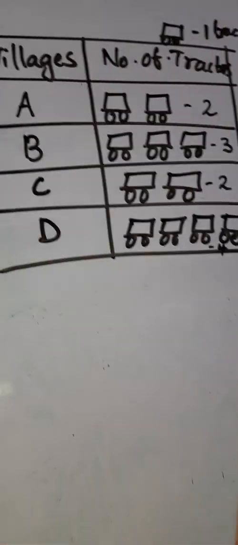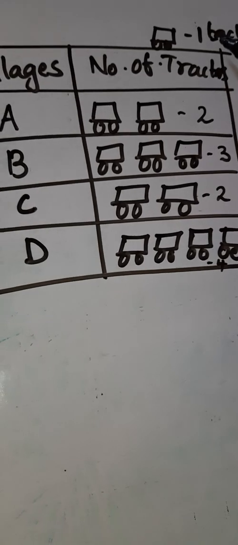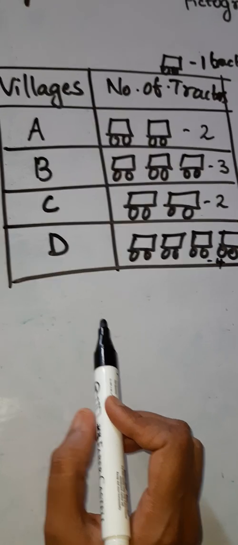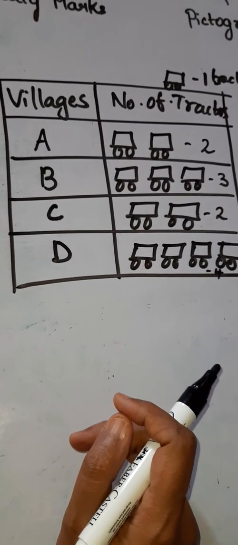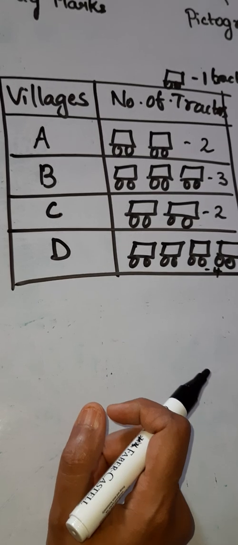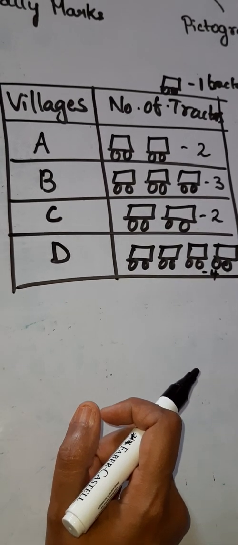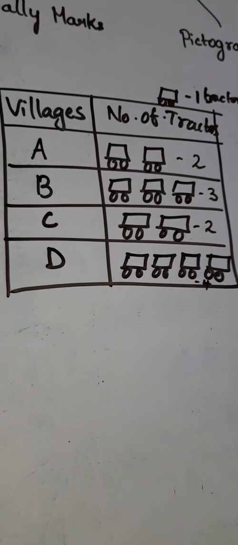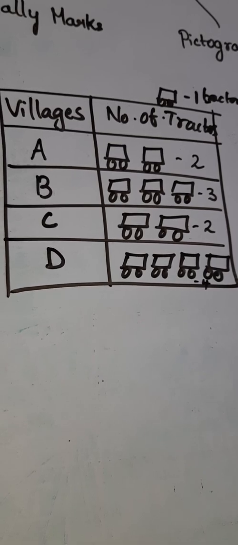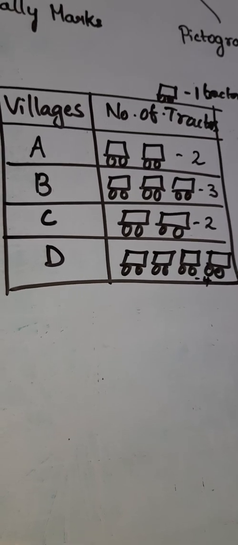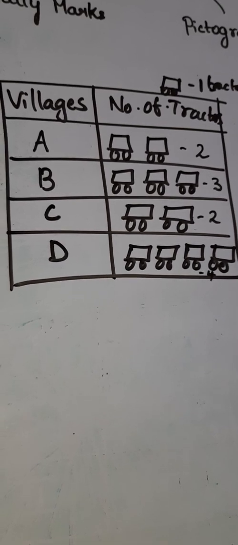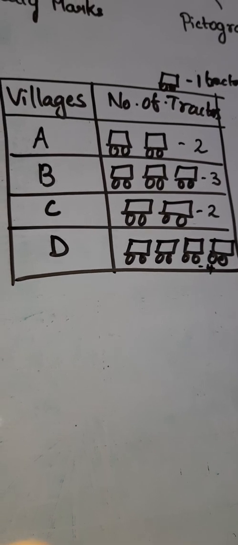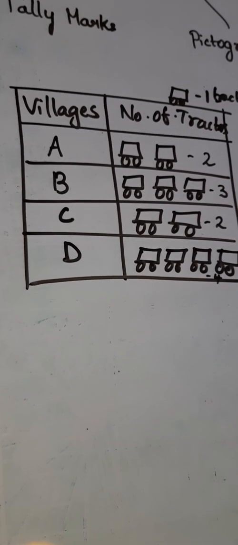In a pictograph, this part is important before doing the calculation. If the number varies over here, we should do it in a different way. Again, what are the possible questions? Which village has the most tractors? It's village D. Which 2 villages have the same number of tractors? You can say A and C. And which village has the least number of tractors? Again, A and C, because 2 for each. So this is for the pictograph.